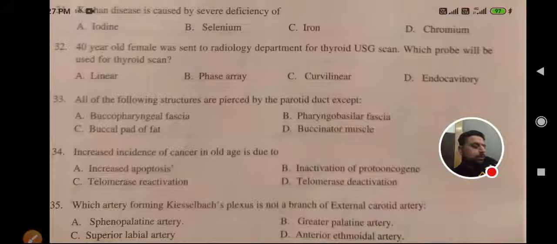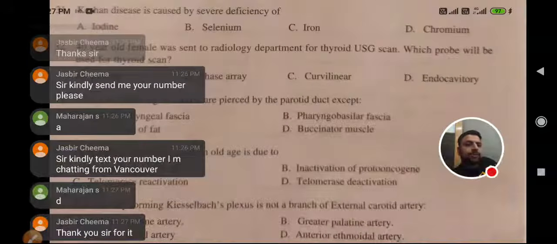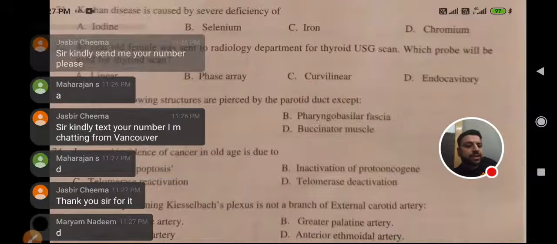So question number 33, the answer is pharyngobasilar fascia. Yeah.